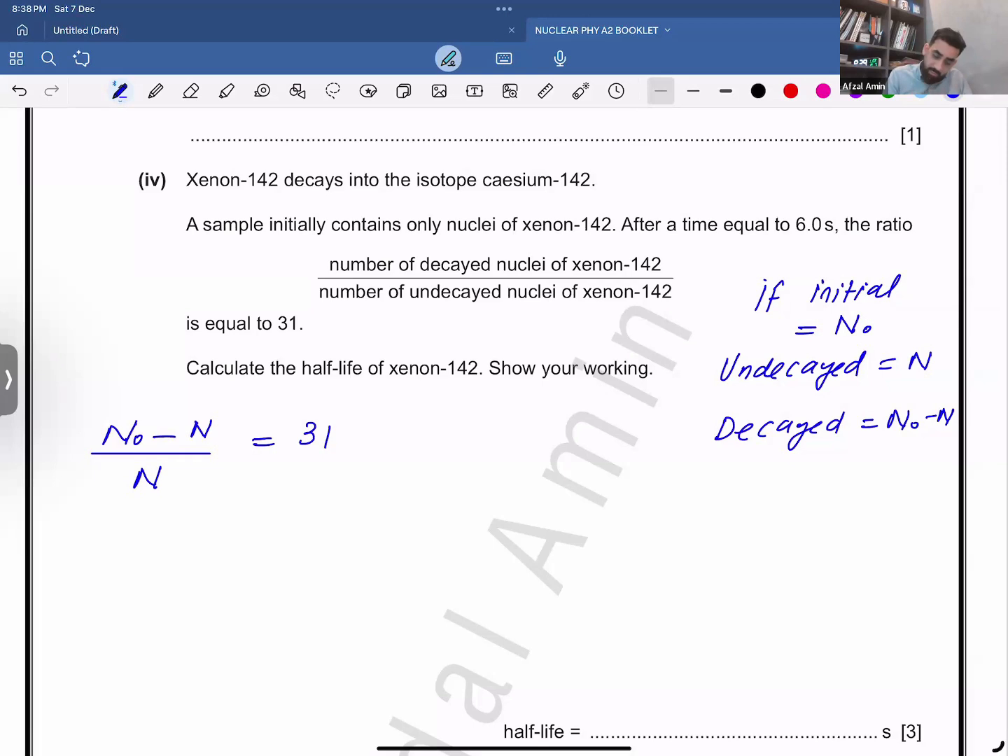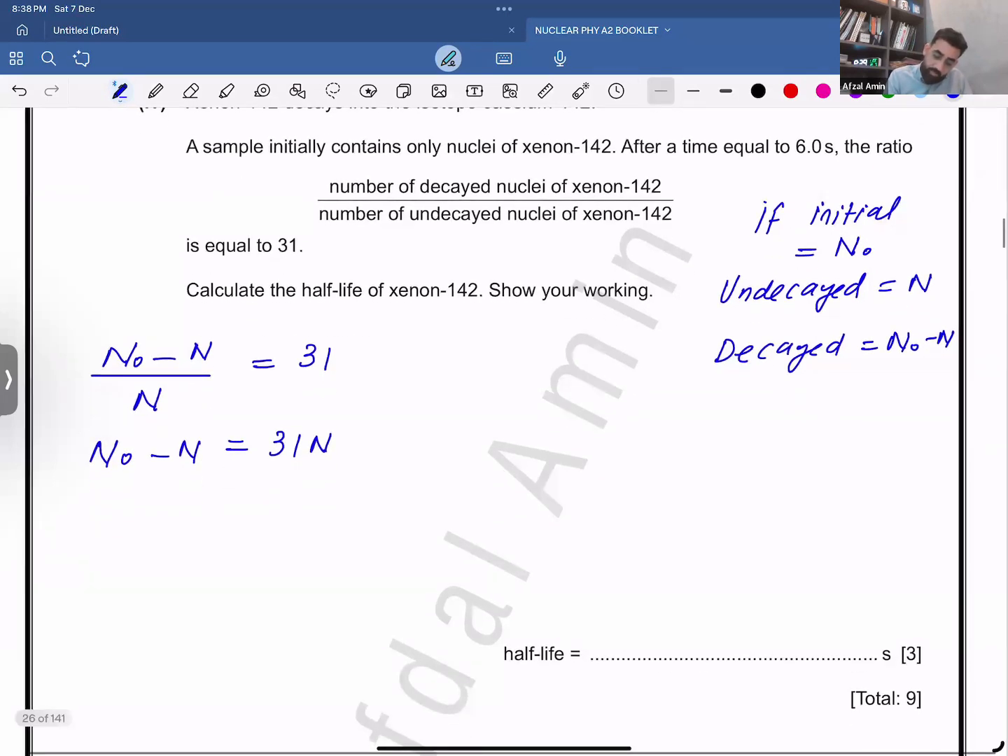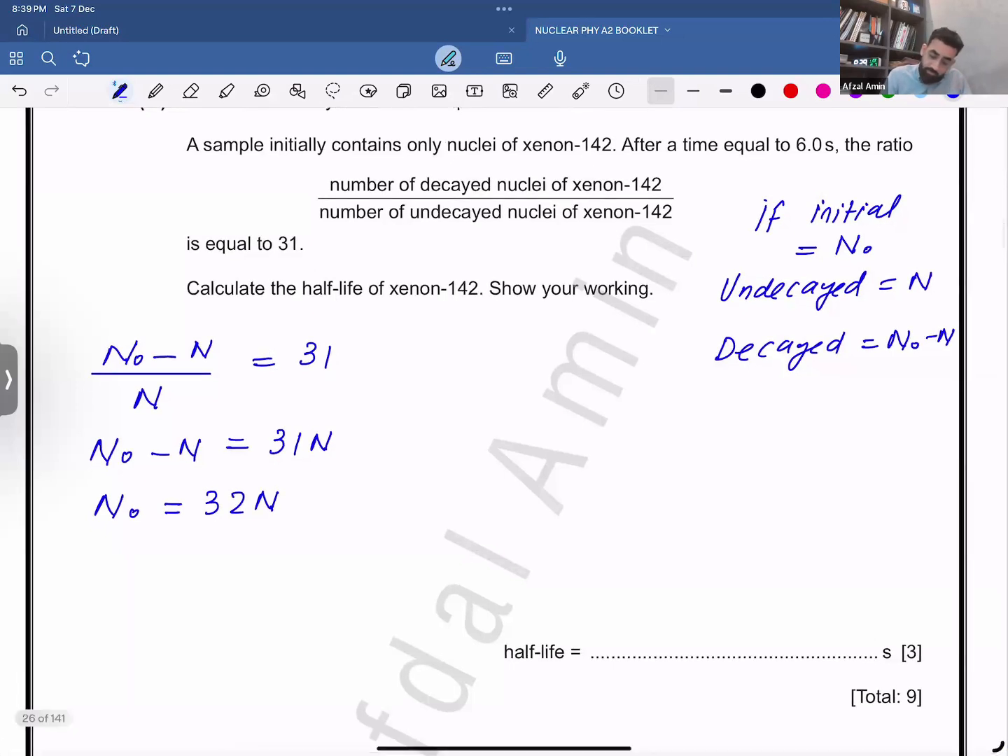Decayed. And n naught minus n is 31n. Yes? So n naught is 32n. Yes? Okay. So that's it.